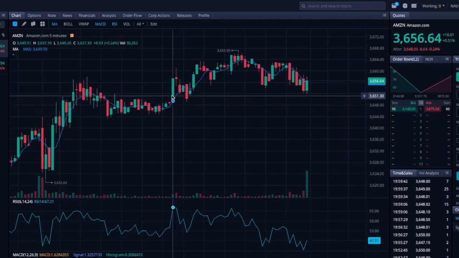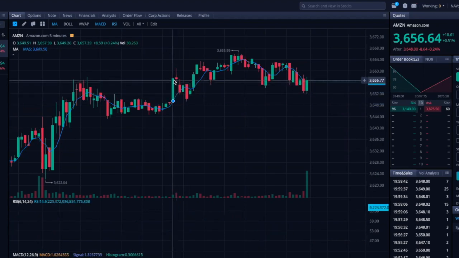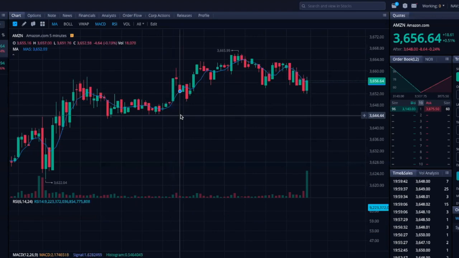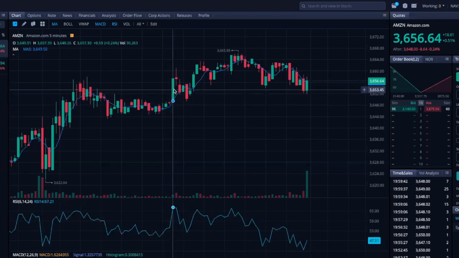So on this candlestick, within that 5 minute period, the price jumped for Amazon from $3,649.37 to $3,657.41. That's top and bottom of the candlestick. And in the middle is basically where you are settled at the end of that time frame.